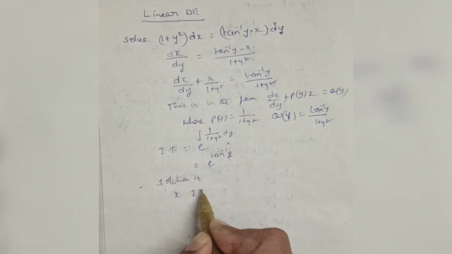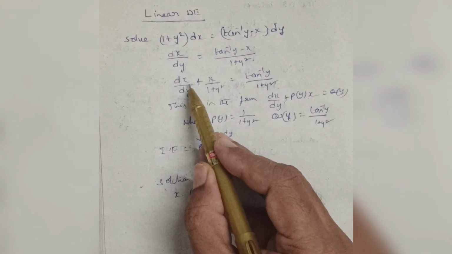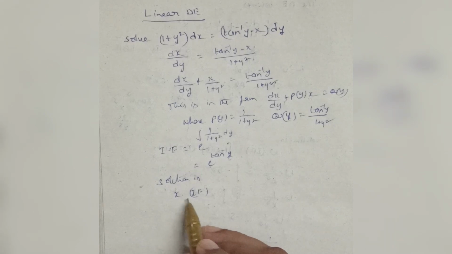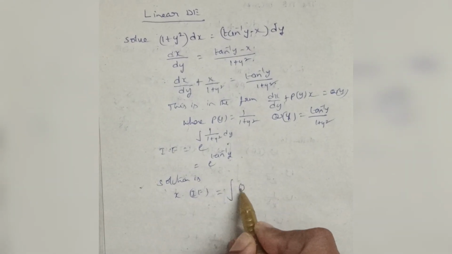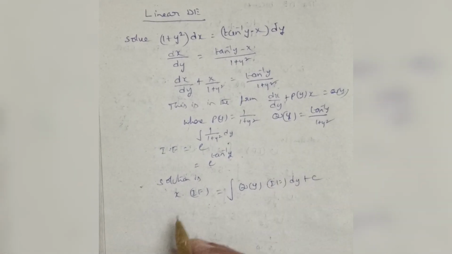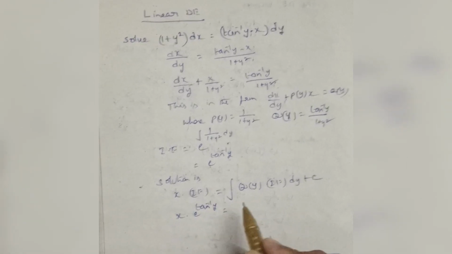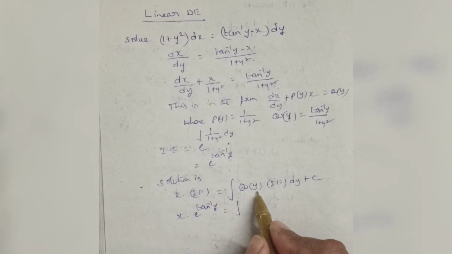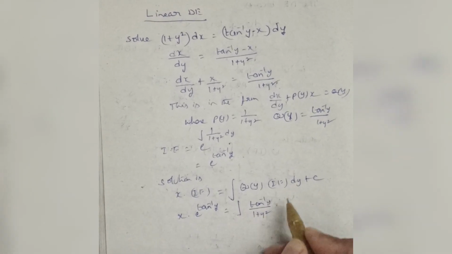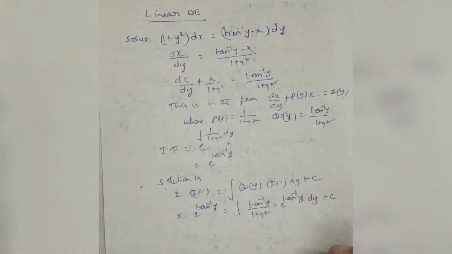x into integrating factor, because this linear DE has solution x in terms of y, so we write x into integrating factor equal to integral q of y into integrating factor dy plus c. So x into what is the integrating factor? e power tan inverse y equal to integral q of y, that means tan inverse y by 1 plus y square, integrating factor is above, again integral tan inverse y dy plus c.